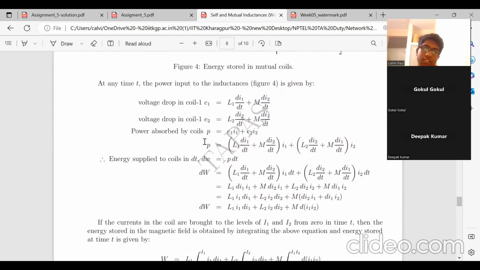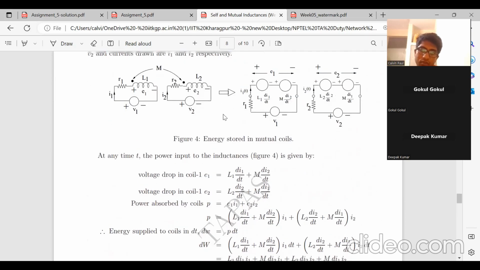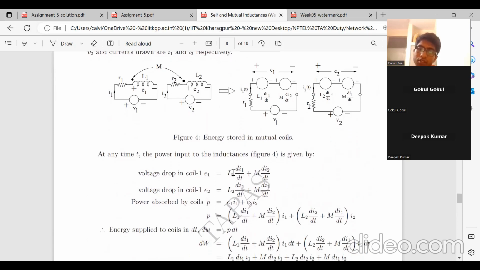So there's a derivation over here about the energy stored in mutual coils. So voltage drop in coil 1. So the voltage drop in coil 1, they found it to be L1 di1/dt plus M into di2/dt. This has been found because current is flowing into the terminal for this coil as well as into this coil as well. Therefore, there's positive polarity. Similarly, voltage drop in coil 2 is given by L2 di2/dt plus M into di1/dt.